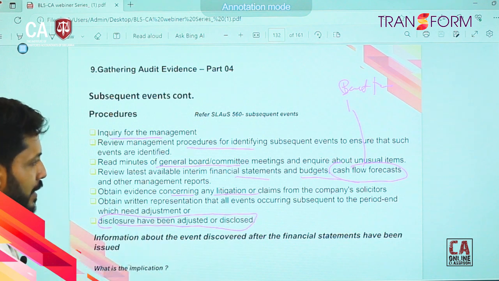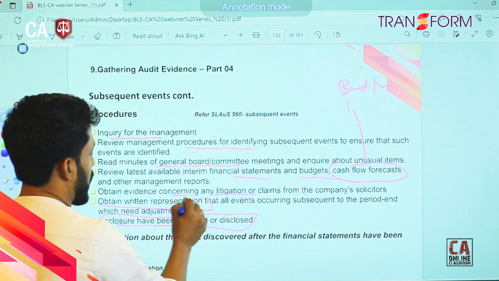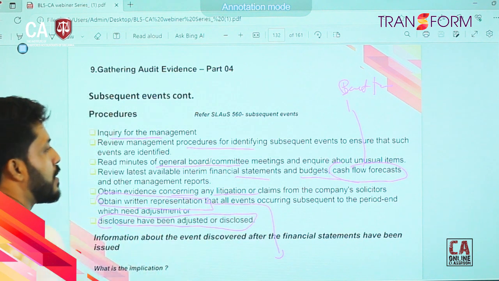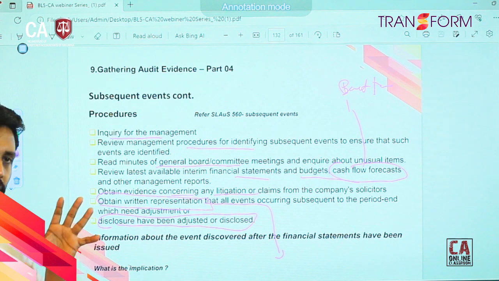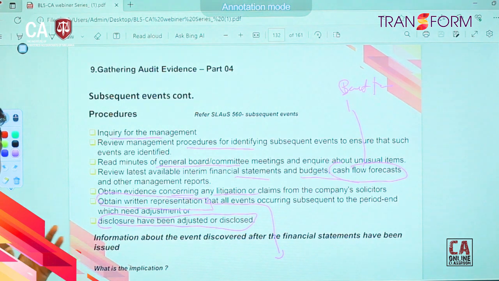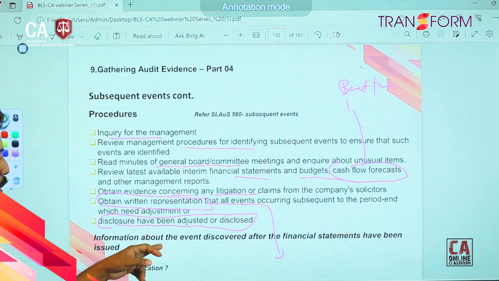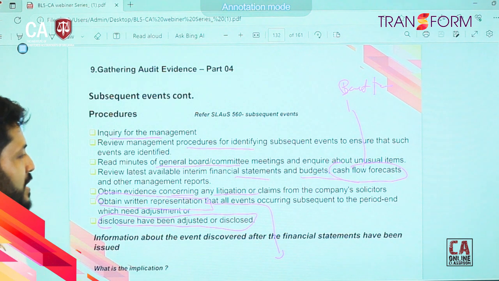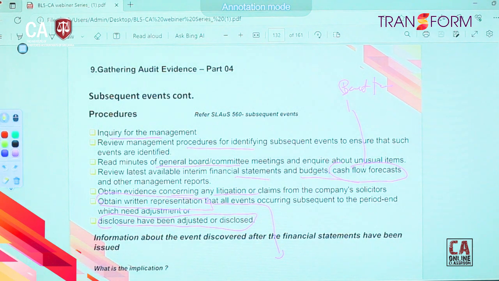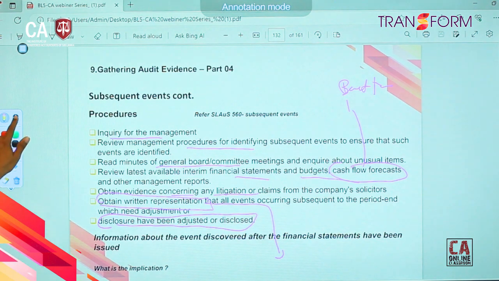Proper disclosure, and at the end of the day you have to get a representation from the management about the post balance sheet events, whether we have adequately adjusted it or disclosed it in the financial statement. And then here we have a question: information about an event discovered after the financial statements have been issued. So here we have an issue that there was a post balance sheet event that was identified after issuing the financial report. So then what does it mean to you?